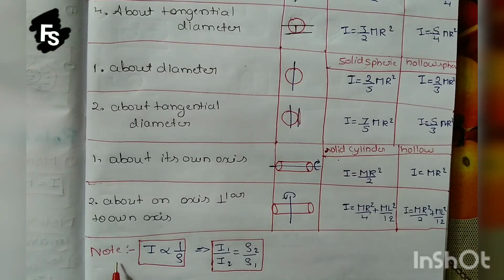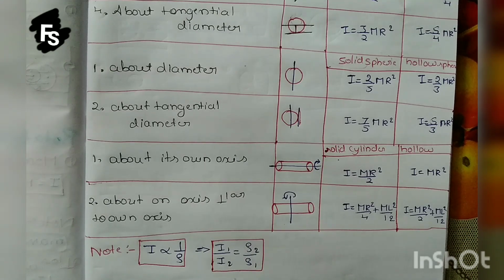Okay. Note point here: moment of inertia is inversely proportional to density. See here, moment of inertia is inversely proportional to density. In the exam, they will ask for the relation. So I1 by I2 is equal to del 2 by del 1. Here I1 by I2 is equal to del 2 by del 1.